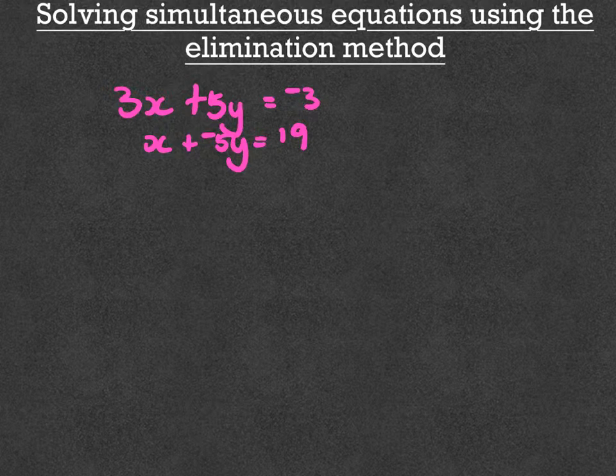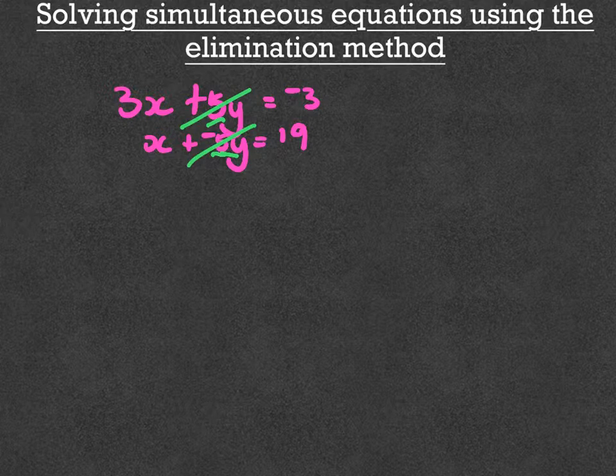So in the elimination method, provided we've got the same coefficients, we can cancel each other out. For example, here's a 5y and 5y here. One's plus, one's negative. So if we add them together, we get 0, which is great. That's what we're looking for.